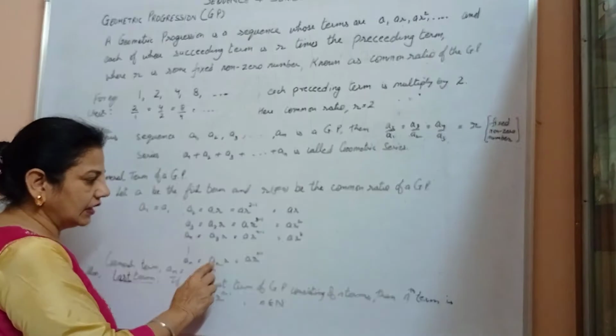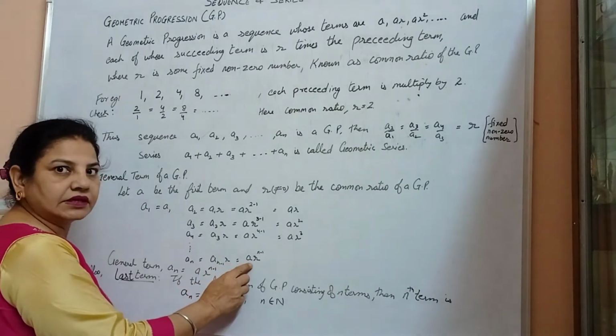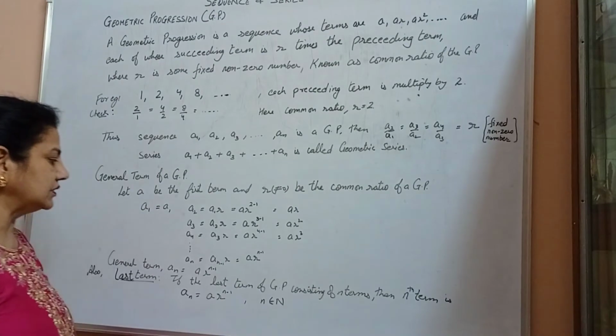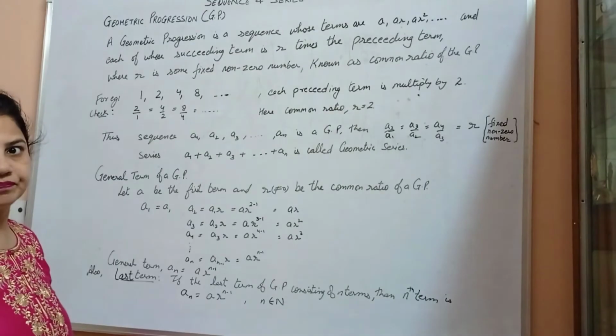The nth term will be a(n minus 1) times r, and the result will be ar to the power n minus 1. So in general, I can say the nth term is equal to a r to the power n minus 1.